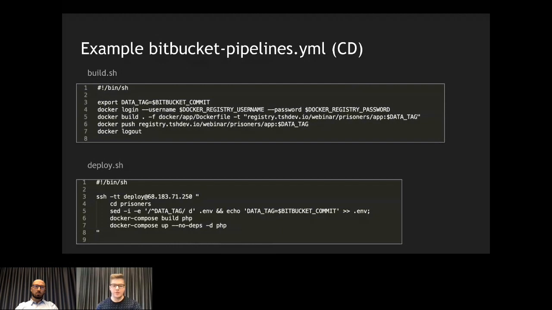Then we are building the Docker image, pushing it to the registry, and running Docker logout to clear our session. And for the deployment process, we connect to our deployment server, go to the prisoners directory, set the data tag to our BitBucket commit in our .env file, and run Docker Compose to build our application and set up everything. All right, so that's basically it.